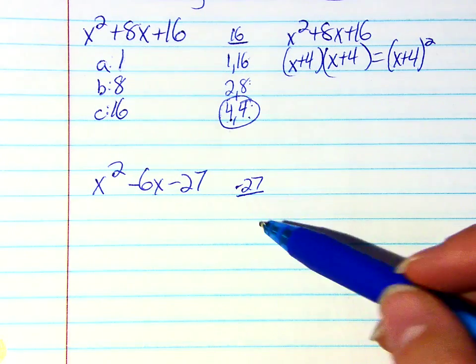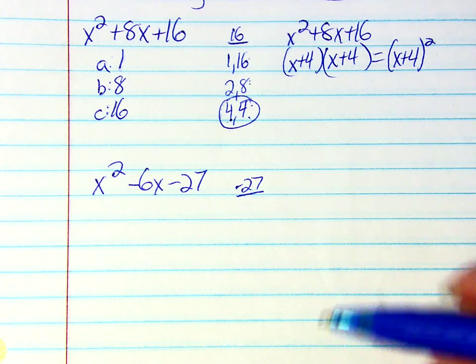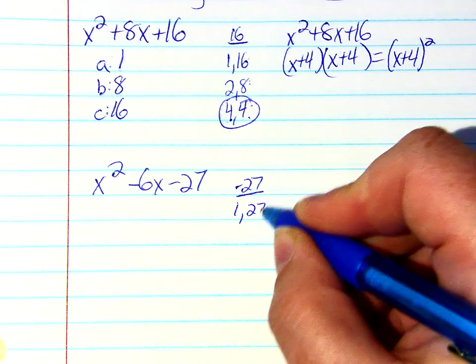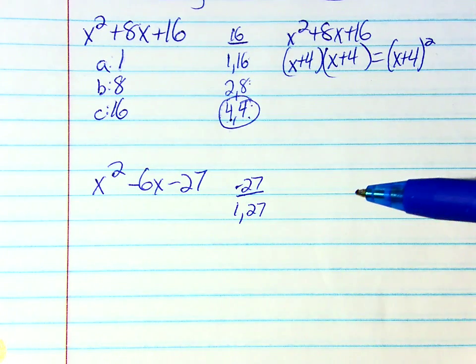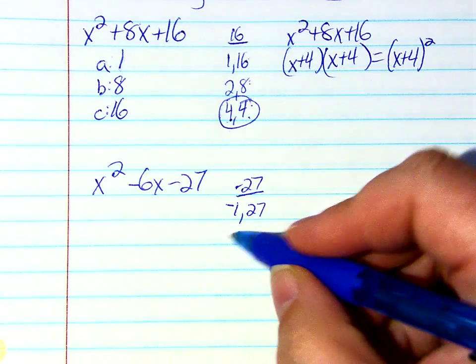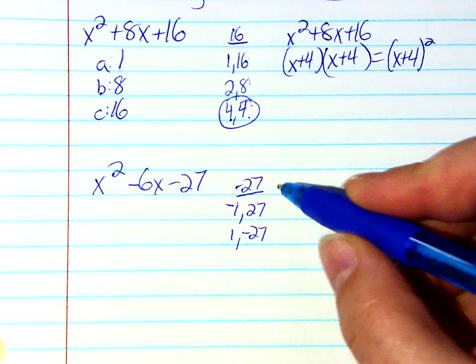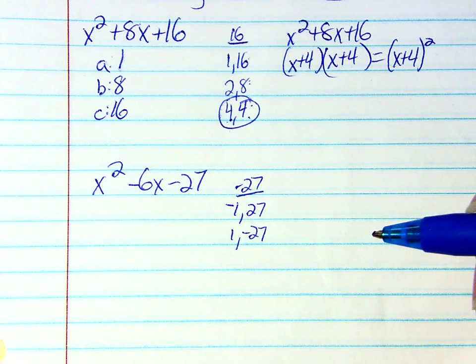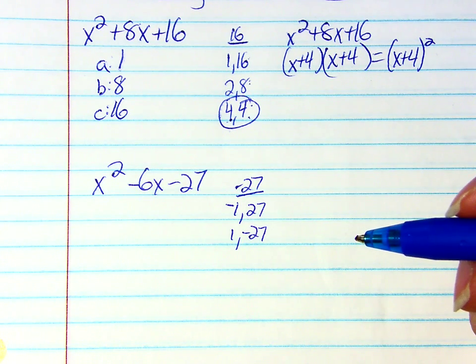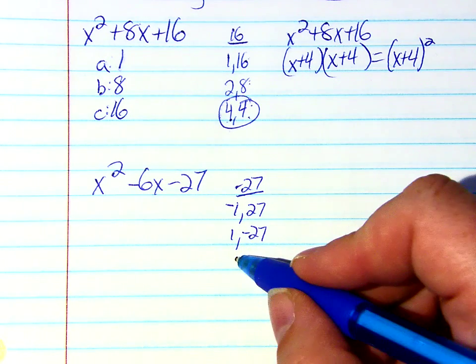Give me some numbers that multiply together to get you 27. 1 and 27. Now, since it's a negative 27, one of these has to be negative. So either it's a negative 1 and a positive 27 or the other way around. Do either of these add to be a negative 6? No, so that's not the right pair. So think about another pair of numbers that gets you to 27.